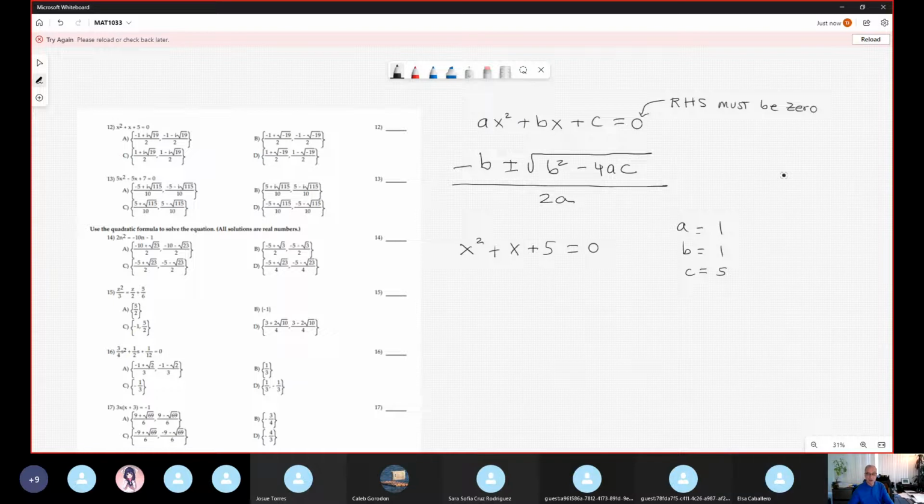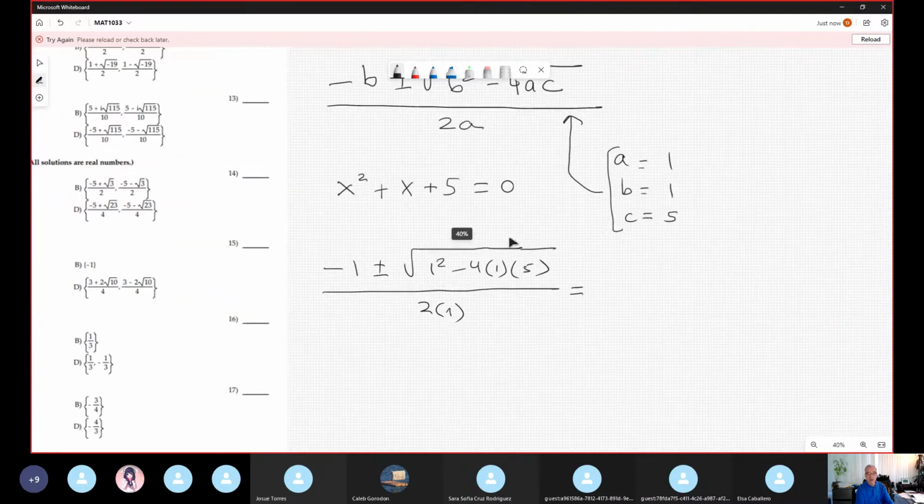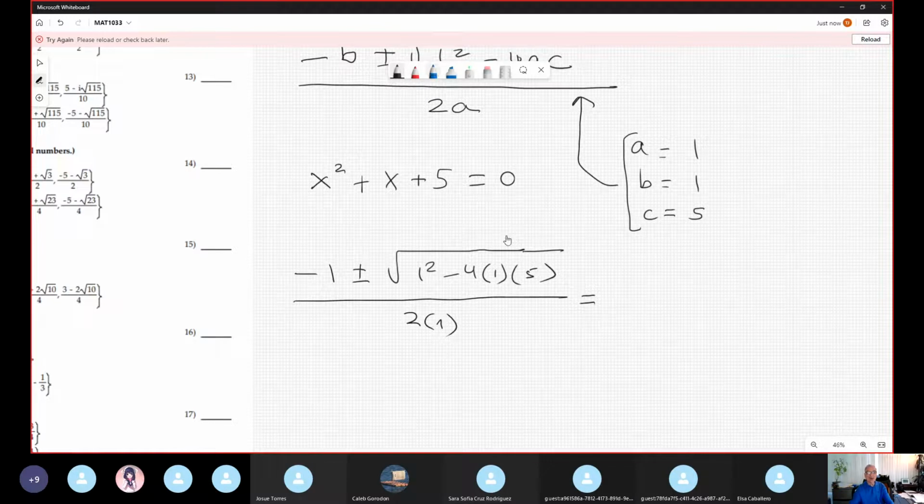Yes. Now substitution. Substituting these values in this formula: negative 1 plus or minus the square root of 1 squared minus 4 times a, which is 1, times c, which is 5, divided by 2 times 1. I try to explain my way: you plug in without doing any operation. After that, we do the operation inside the radical, because, according to the order of operations, it is the first thing you should do.